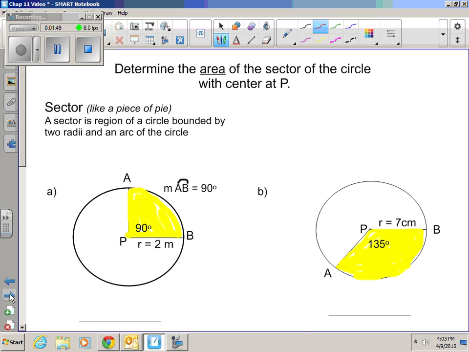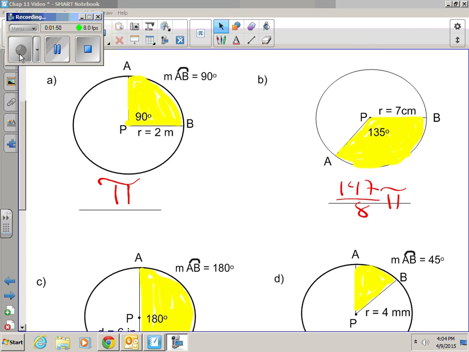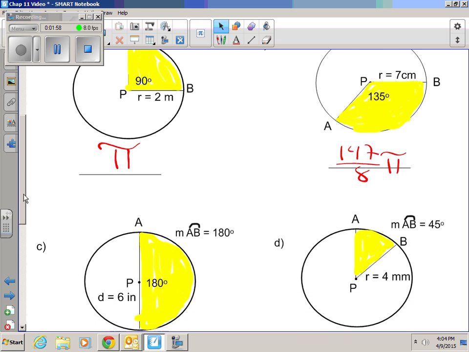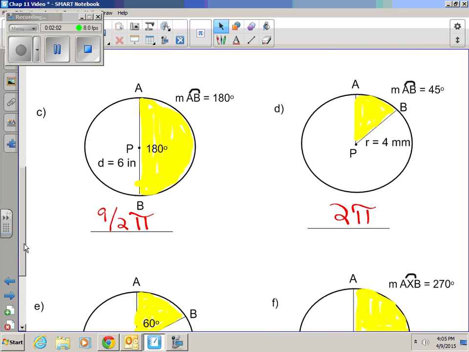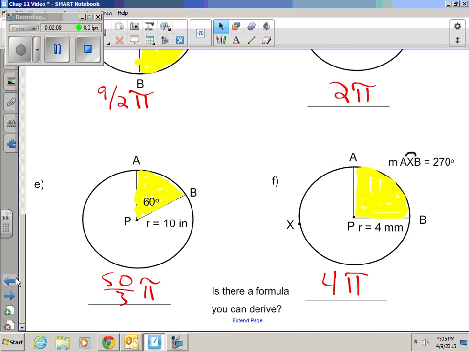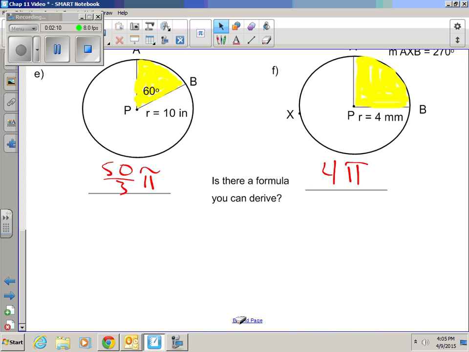Why don't you try these? Okay, the answer to letter A was pi. The answer to B was 147 over 8 pi. The answer to C was 9/2 pi. The answer to D was 2 pi. And last but not least, our answer to E was 50 pi over 3, or 50/3 pi. And our answer to F was 4 pi.